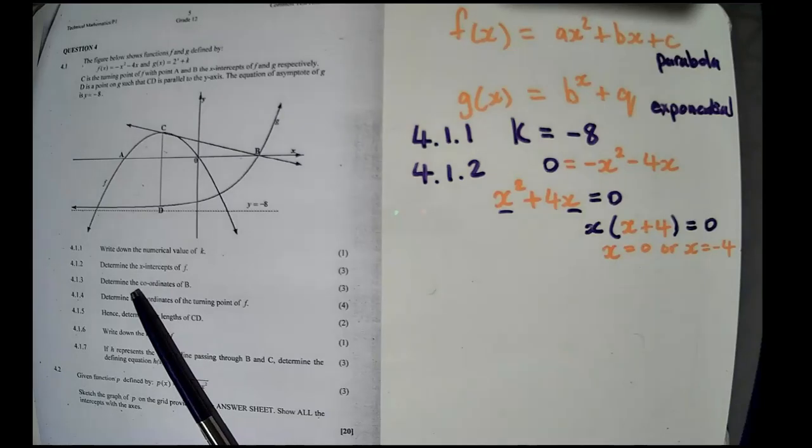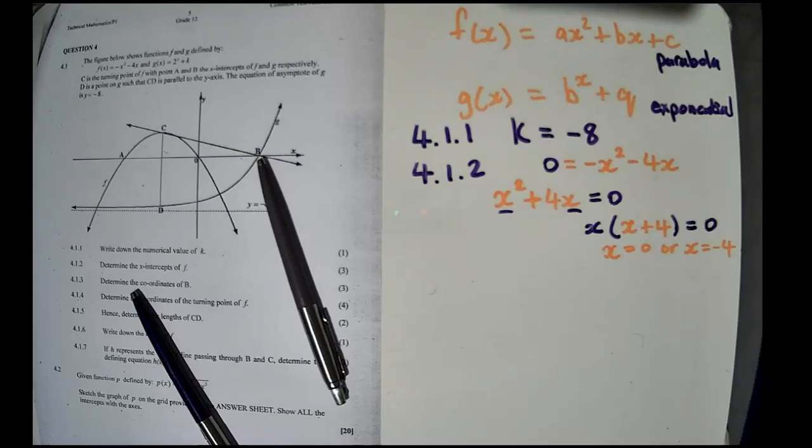Right, the next question, 4.1.3. So 4.1.3, the question says determine the coordinates of b. So remember, coordinates mean that there must be two numbers, an x and a y value. So 4.1.3, they want the x-intercept. How do we know it's an x-intercept? This is where the exponential function is crossing the x-axis. Therefore, it's an x-intercept. The exponential function is cutting the Cartesian plane at x.